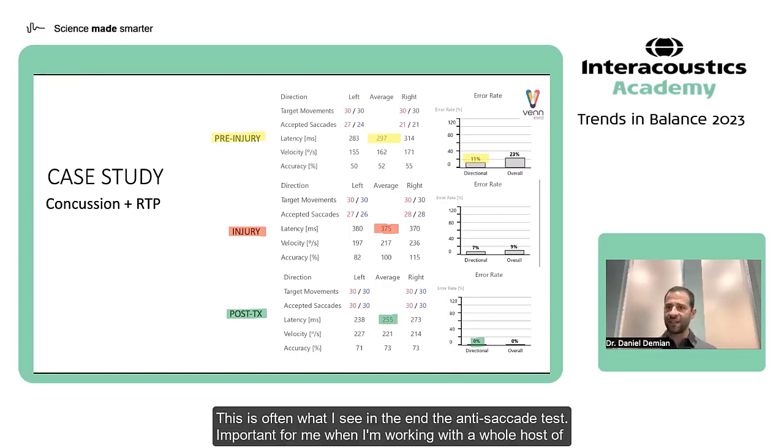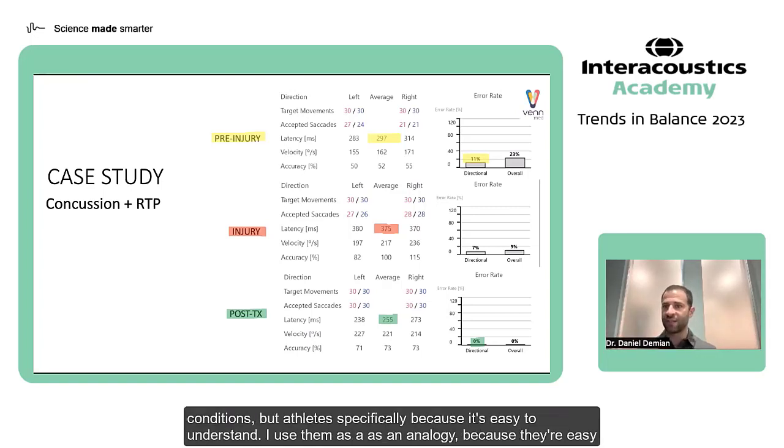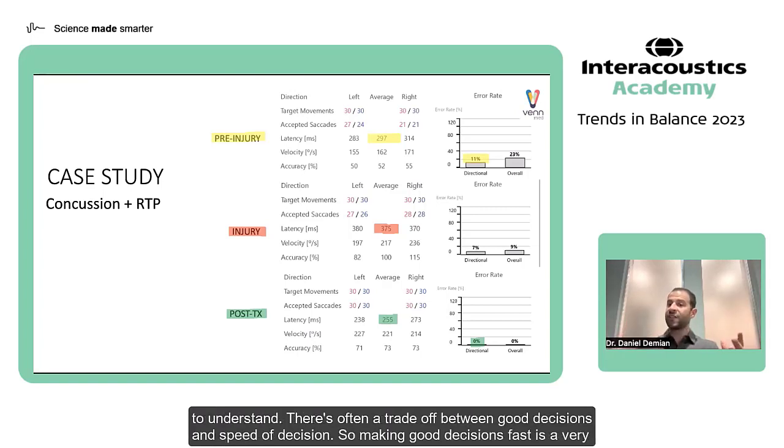This is often what I see in the anti-saccade test, important for me when I'm working with a whole host of conditions, but athletes specifically, because I use them as an analogy since they're easy to understand. There's often a trade-off between good decisions and speed of decision. So making good decisions fast is a very valuable asset for an athlete.